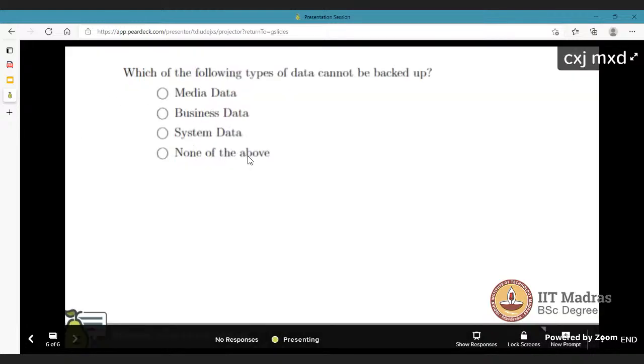We'll head to the next question, the last question. It says, which of the following types of data cannot be backed up? We'll wait for your response for some time.